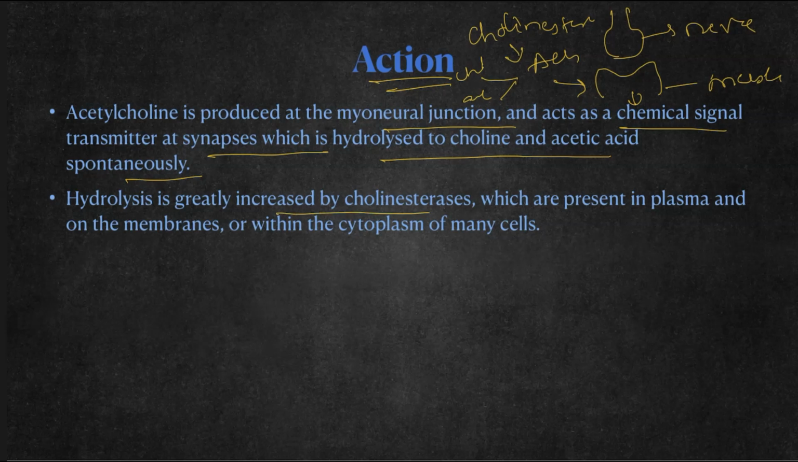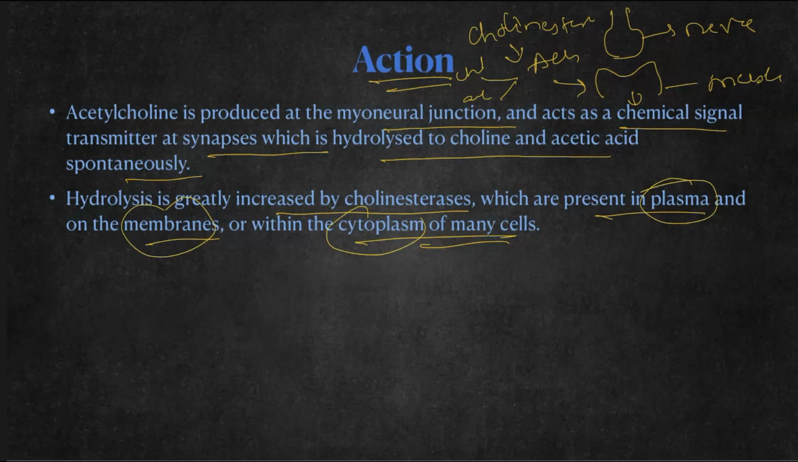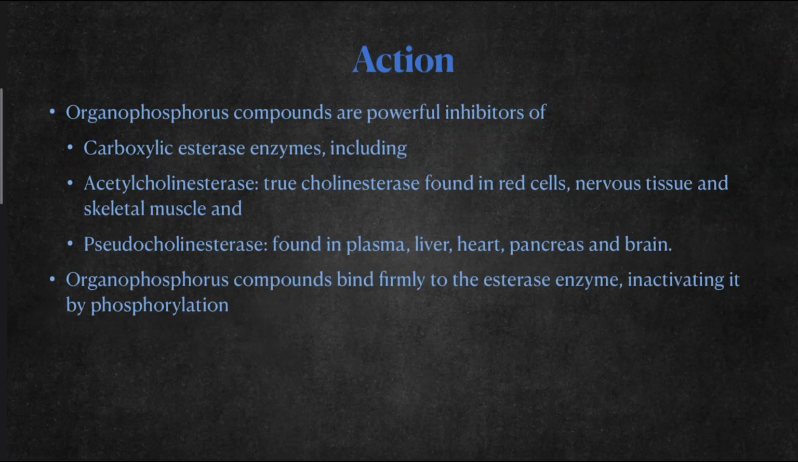Hydrolysis is greatly increased by the cholinesterase enzymes, which are present in plasma, on the membranes, or within the cytoplasm of many cells. So they are present in plasma membranes, other membranes, and also part of the cytoplasm. Organophosphorus compounds are powerful inhibitors of this enzyme, the carboxylic esterase enzyme.